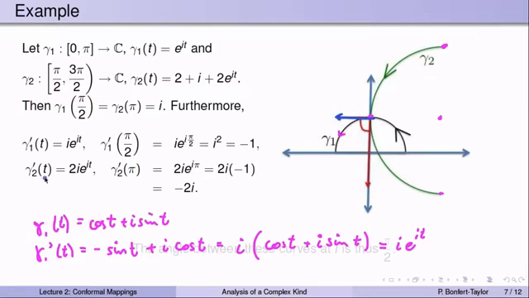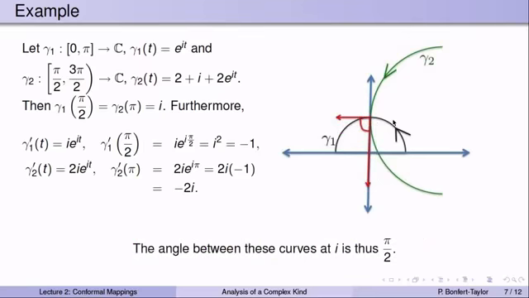We can do the same thing for gamma 2. Gamma 2 prime of t: 2 is a constant, i is a constant, the derivative is 0. The derivative of 2 e to the it is 2i e to the it. If you plug in pi, which is the parameter that yields the point i for gamma 2, you get gamma 2 prime is 2i e to the it. e to the i pi is negative 1, so you find 2i times negative 1, which is minus 2i. If I attach the vector minus 2i at this point, I get this vector right here. In other words, the angle between these two curves is this angle right there. So this angle points counterclockwise, and that is what we call the angle pi over 2. The angle between those two curves equals pi over 2.